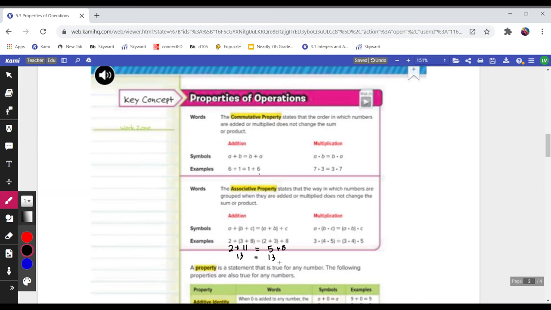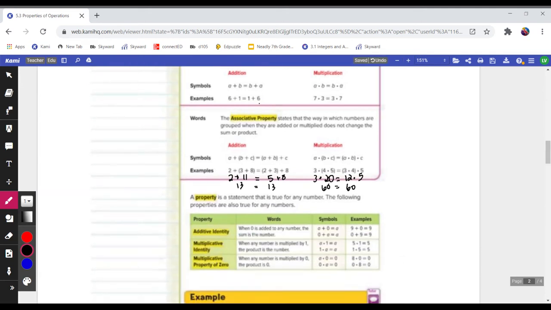So order doesn't matter. For multiplication, I apologize, starting over. A times the quantity B times C is the same thing as the quantity A times B, times C. So that's the same thing as saying 3 times the quantity 4 times 5 equals the quantity 3 times 4, times 5. So 3 times 20 gives you 60. 12 times 5 gives you 60.